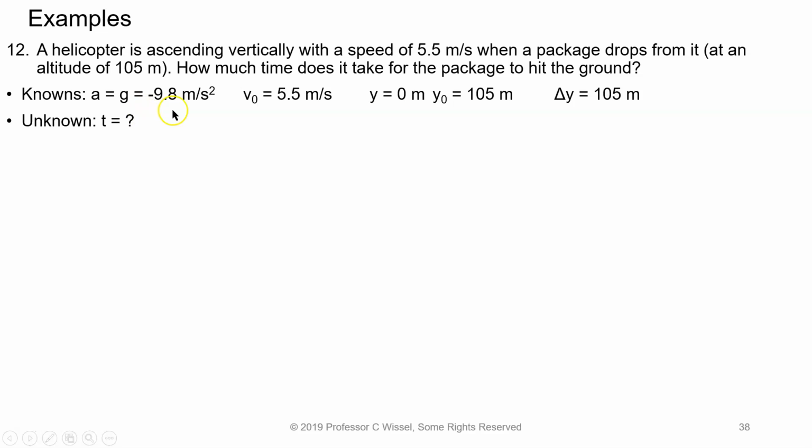And we know that the acceleration is g, and it's going to be minus 9.8 meters per second squared. We're calling up positive. V naught is 5.5 meters per second. y equals 0 meters, and y0 equals 105 meters. Of course, this is where it hits the ground. And delta y is 105 meters. So the unknown is the time.